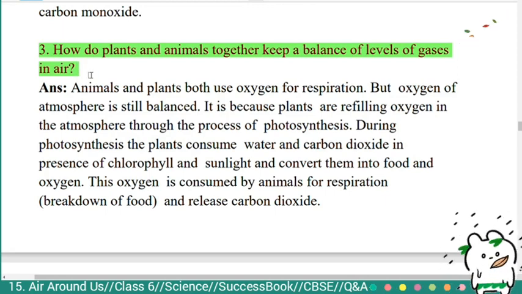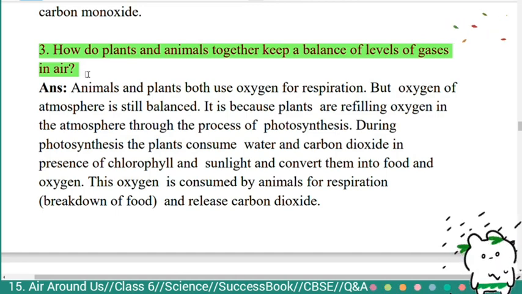Third question. How do plants and animals together keep a balance of levels of gases in air? Answer. Animals and plants both use oxygen for respiration, but oxygen of atmosphere is still balanced. It is because plants are refilling oxygen in the atmosphere through the process of photosynthesis.